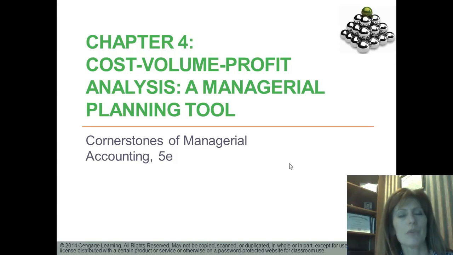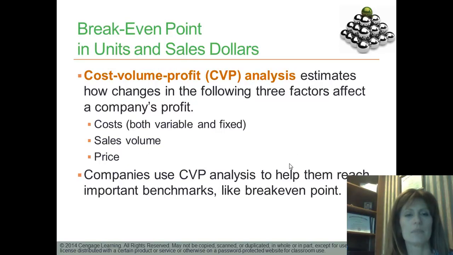Okay, in Chapter 4 we're going to look at cost, volume, profit analysis. You may also remember this in your past courses as break-even analysis. I believe break-even or cost, volume, profit is one of the most useful things that you learn throughout your accounting and finance courses. Comes in handy in a whole bunch of different circumstances.